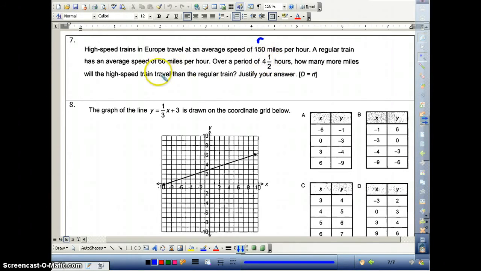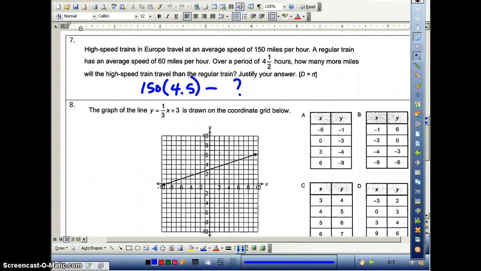So they want to know what's the difference, how many more miles will the high-speed train travel than the regular train. You're going to subtract the difference in the two. So you're going to take your rate of 150 miles per hour, multiply that by 4.5 hours, and subtract the same thing for the regular train, 60 miles per hour times 4.5 hours. And you're going to find the difference, how many more miles the faster one goes than the slower one. Okay.